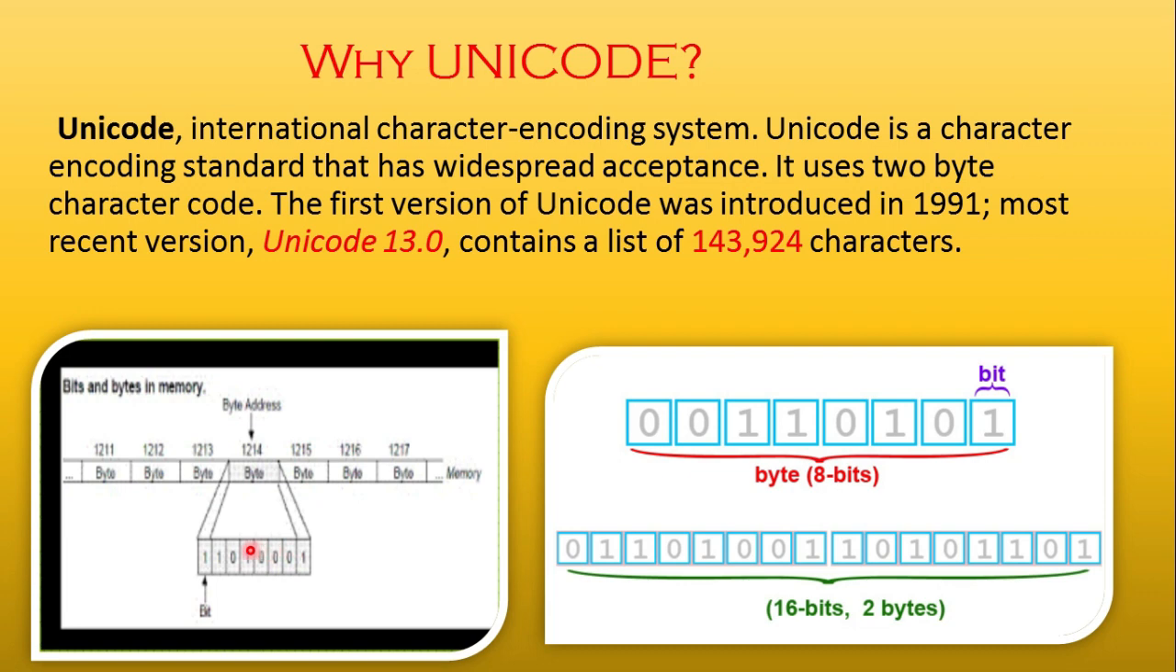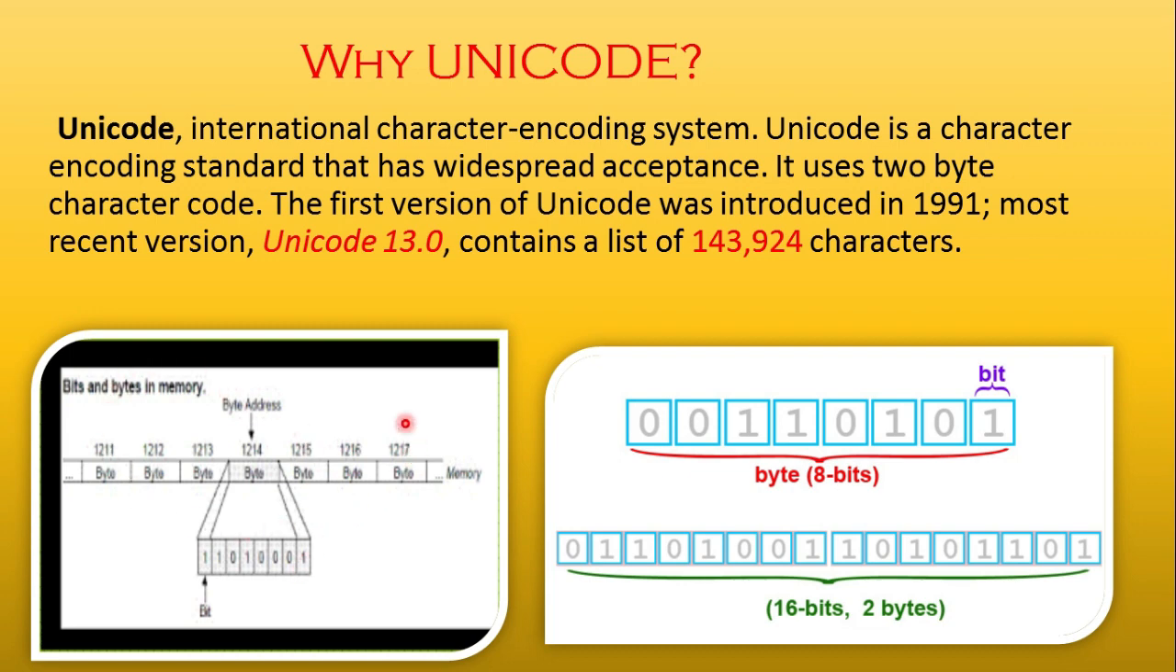Once again, here with the diagram, see, this is ASCII. In ASCII code, to represent one character, how many bits did we have? 8 bits. 1, 2, 3, 4, 5, 6, 7, 8 bits. So 2 to the power 8, 256 characters.